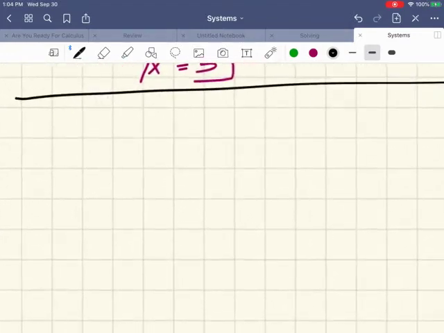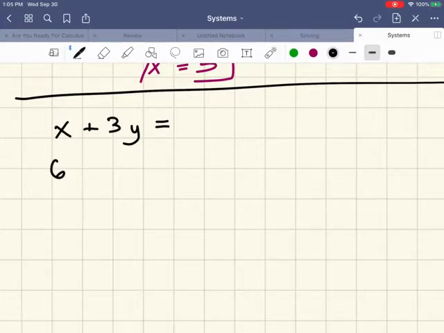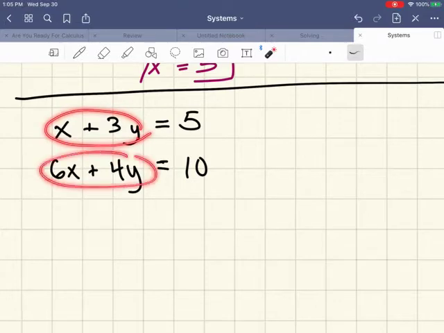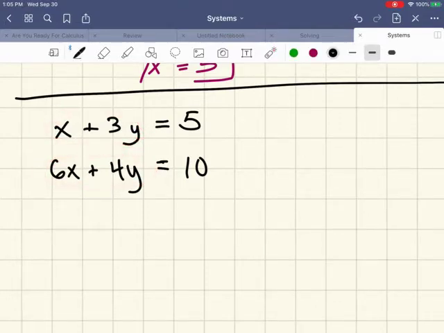Now, there are other types of problems that you can use substitution for, although they may not be the best choice. And I'm not sure how this one's going to work out, but I'm just going to show you that you can use substitution even if you have equations where there's no variable isolated. So these are both in standard form. So what I would do in this case is I would look at this first equation, and I would isolate the x.